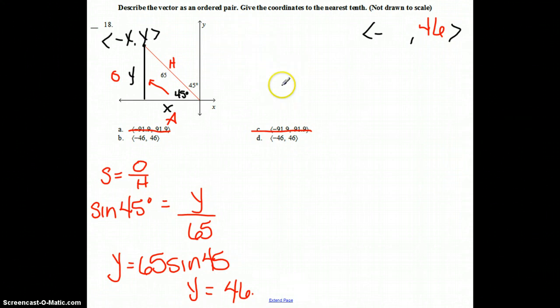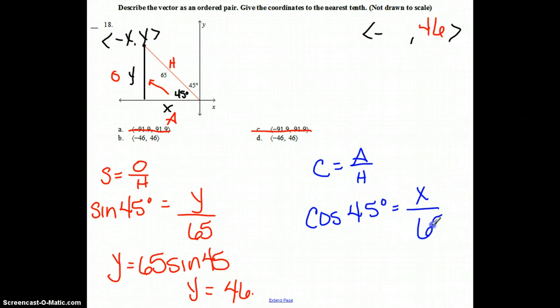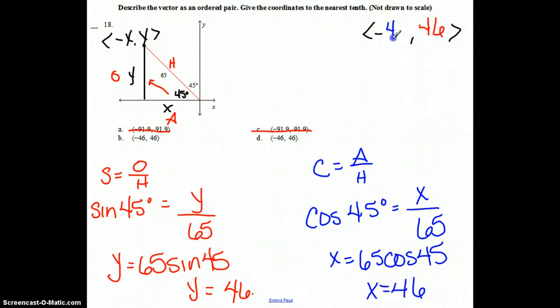Then, change color here. Let's go and find x. So now we're going to go to cosine is adjacent over hypotenuse. So the cosine of 45 is adjacent over hypotenuse. So x is going to be 65 times the cosine of 45. So 65 times the cosine of 45 is going to give us that 46 again. Just remember when I plug it in, it's got to be negative 46. So first of all, on your sheet, you should have a negative here on this one. So your answer is going to be this one.